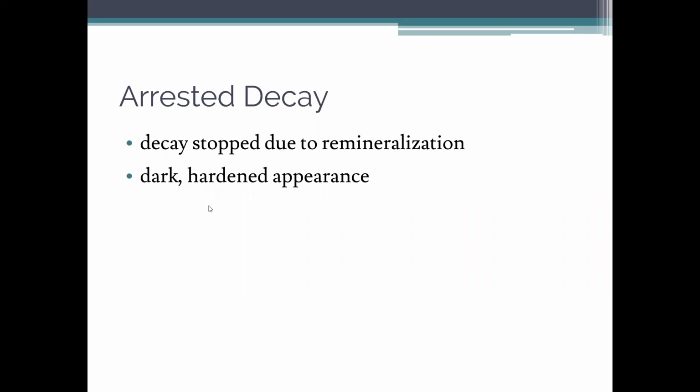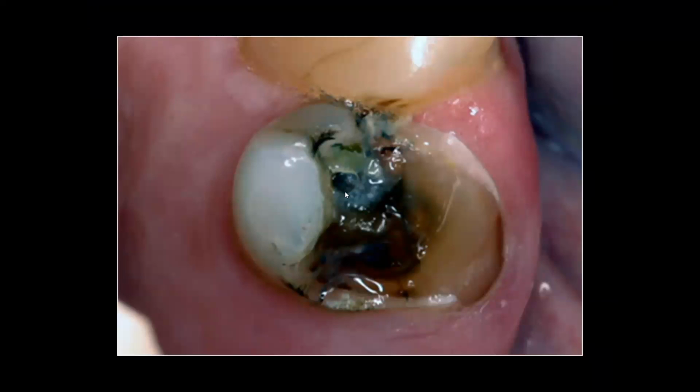Arrested decay. This is not the one that went down to the bar and got drunk and got arrested. This is decay that stopped because it was able to remineralize. All right. So it got into the dentin, the decay did, but it got exposed to high amounts of fluoride and it remineralized. How we see it is we look at the tooth, they're missing a lot of tooth structure, but when you take an explorer or an instrument, all this is actually brick hard.